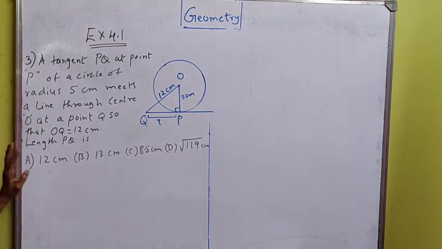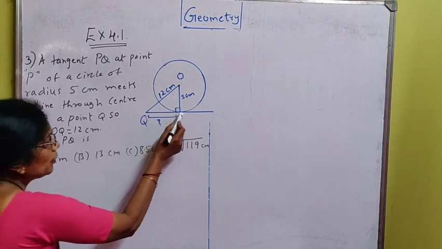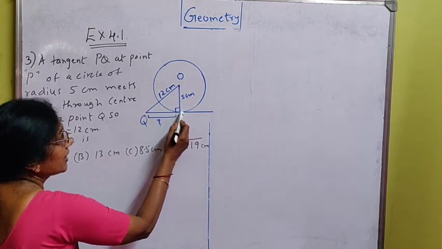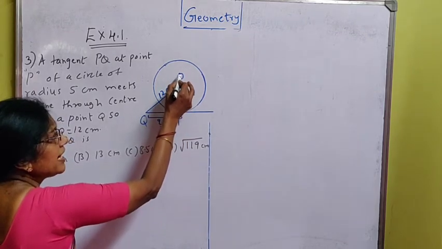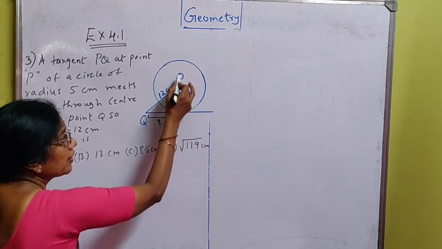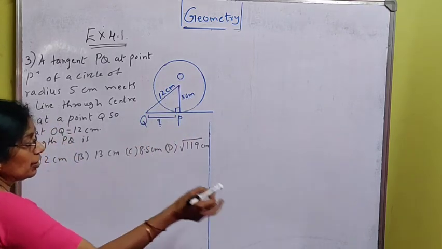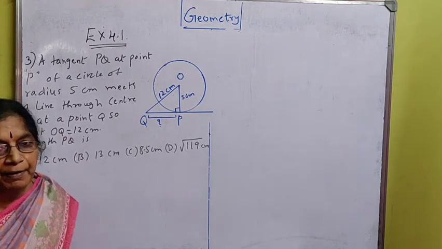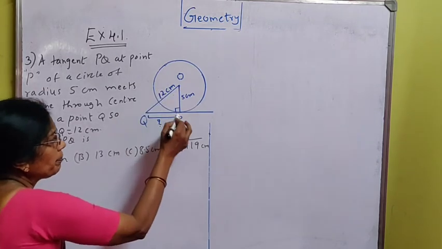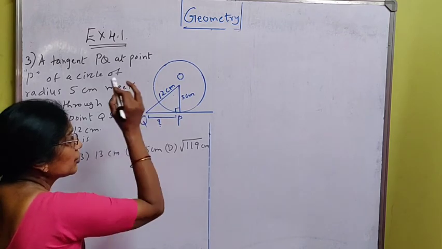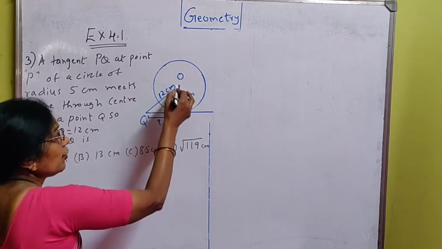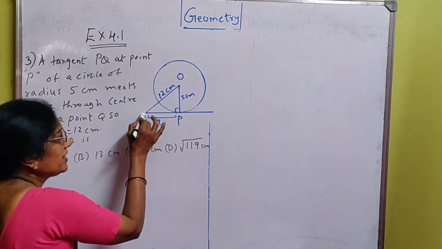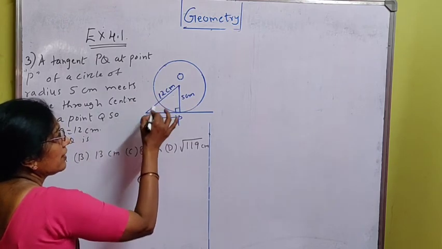What does the sum say there? PQ is the tangent. At point P, it touches the circle. From the center to the point of contact is OP, and just now we saw the theorem that the radius and tangent are always perpendicular to each other. So OP is perpendicular to PQ, so we will mark the 90 degrees. So from O, to the end of the tangent Q, OQ is joined.